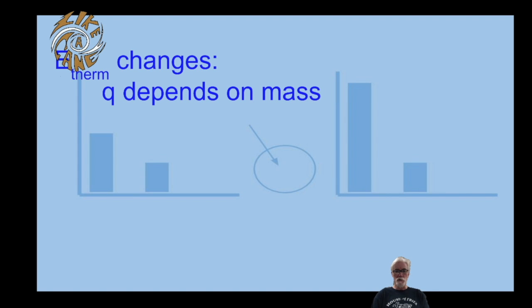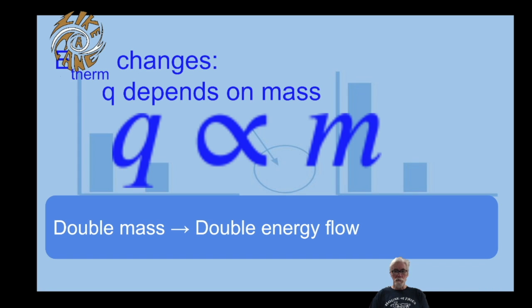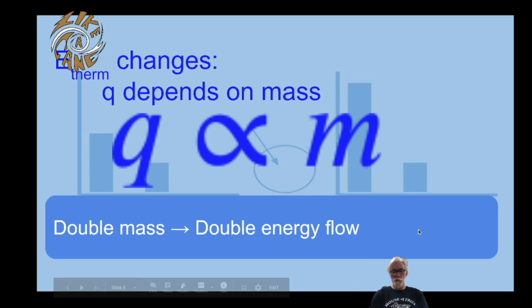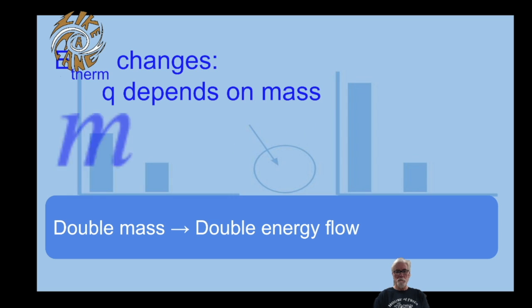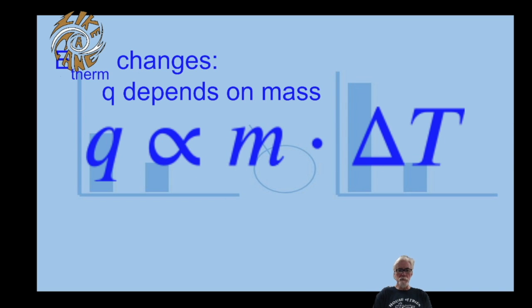Another thing that we saw is it depends on mass. When we doubled the amount of water with the same heat setting and the same temperature change, we had to double the time. So that means when you double the mass, you have to double the energy flow. So they're directly proportional to each other as well. So we put these two factors together. That means that the amount of energy that has to be added through heating is going to be proportional to the product of the mass, how much is there, and the temperature change.